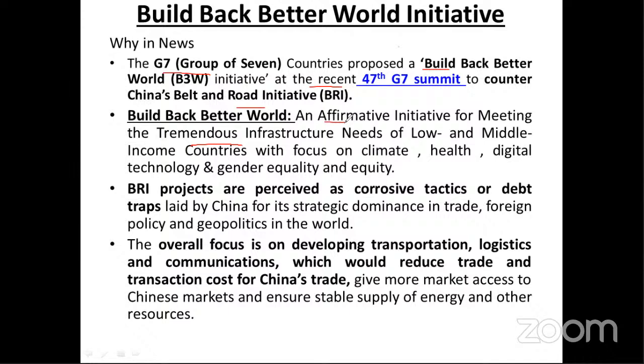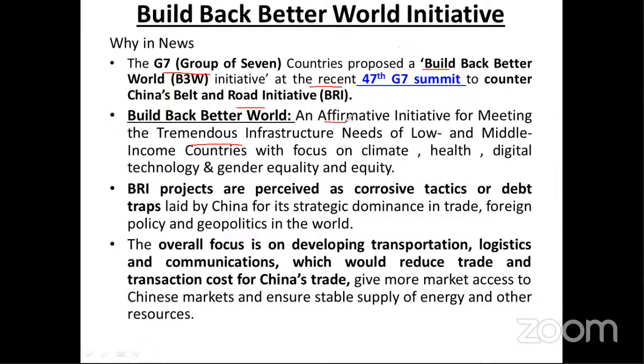I will show on a map how there is one land route and one sea route. All these routes are spreading very rapidly from China to different parts of the world. The main purpose of this Belt and Road Initiative is infrastructure development in poor countries, so that China can dominate them. In future, whenever any war starts or any situation happens, China will be able to control the small, poor countries very easily. That is the main purpose.